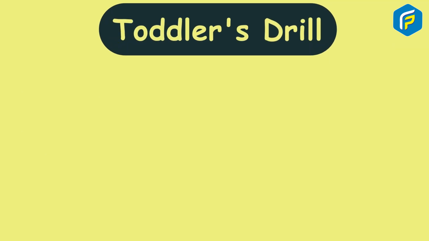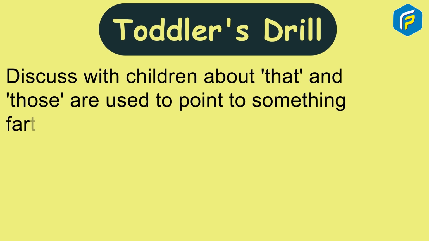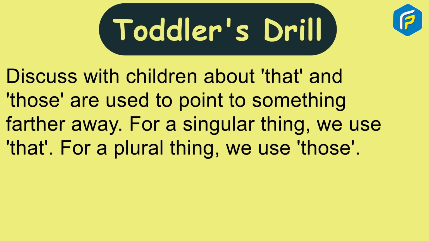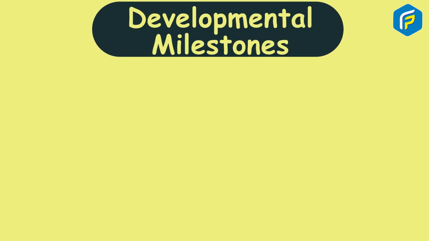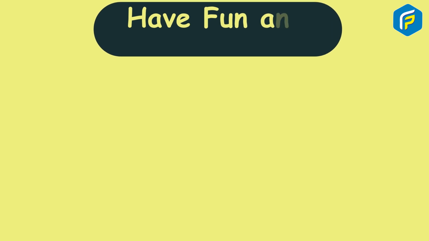Toddler's drill. Discuss with children that that and those are used to point to something farther away. For a singular thing, we use that. For a plural thing, we use those. Developmental milestones: distinguish, recognize, comprehend. Have fun and learn.